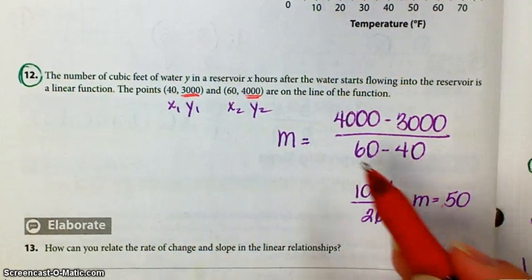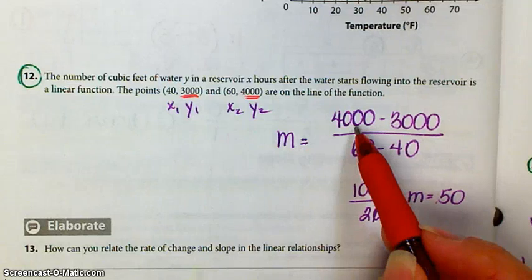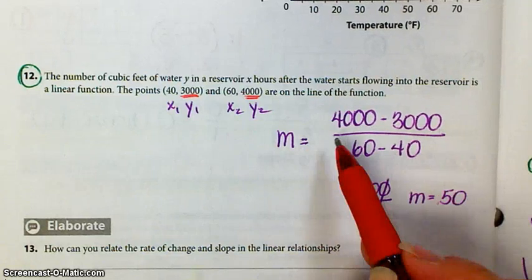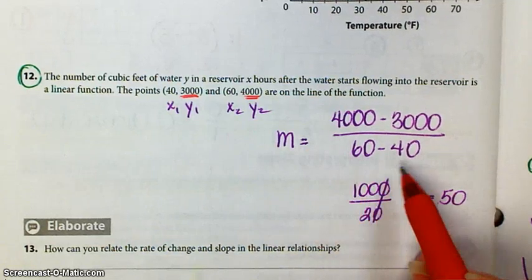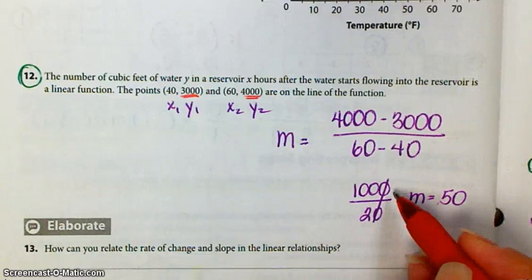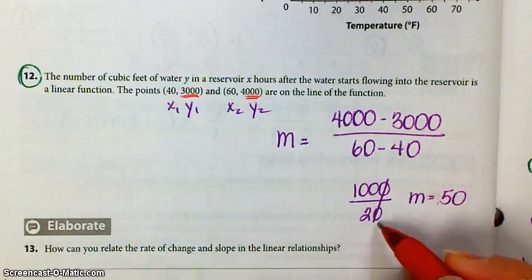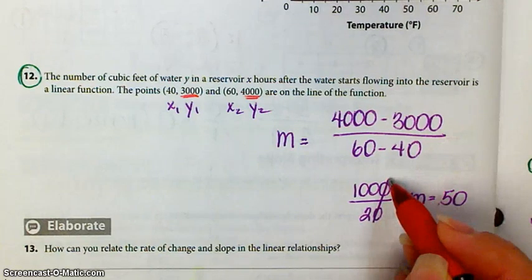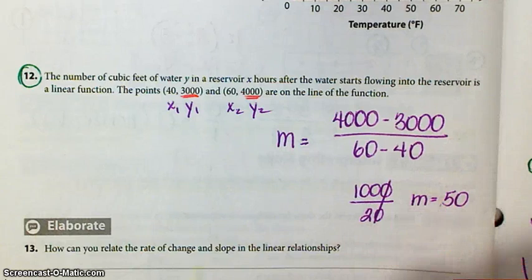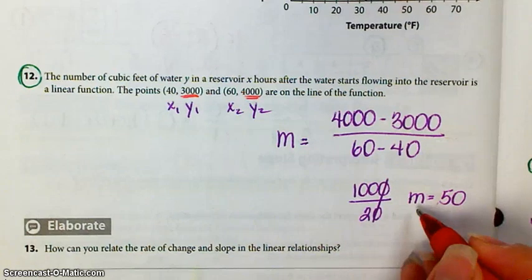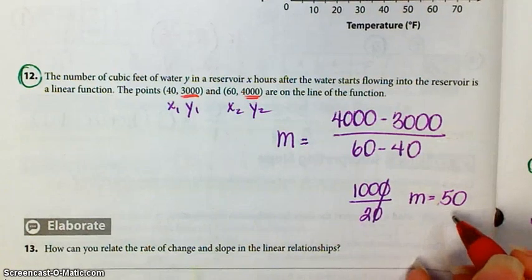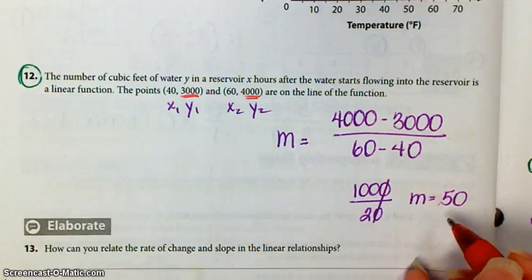So you're going to calculate the slope, y2 minus y1 divided by x2 minus x1. You wind up with 1000 divided by 20. Little shortcut, you can cancel out a set of zeros, and that becomes 100 divided by 2. So m is 50. The slope is 50. What that means is there are 50 cubic feet of water added to the reservoir every hour.